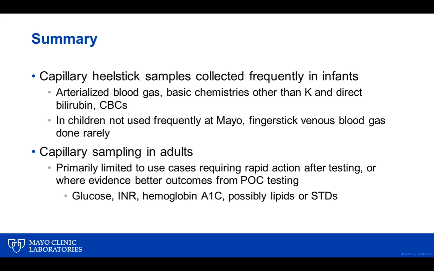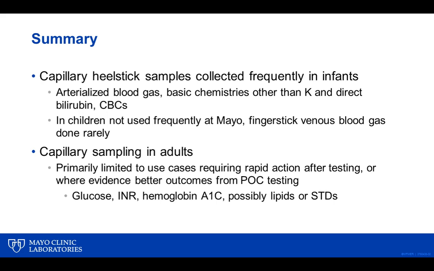In children, we once in a while, not often, do finger stick venous blood gas analysis on children to assess acid base. Again, you can't use the PO2 to assess oxygenation, but in a finger stick from a child you could do most biochemical measurements, and you could use venous blood gas to assess acid base.